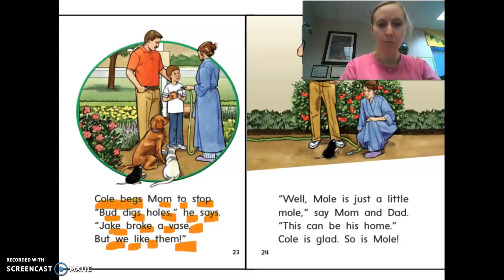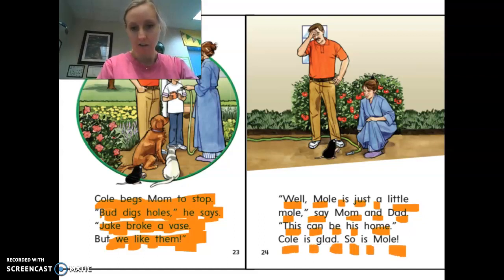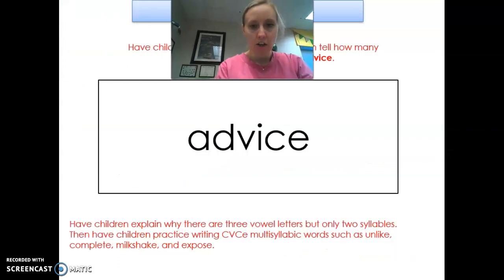Together. Cole begs Mom to stop. Bud digs holes, he says. Jake broke a vase, but we like them. Your turn. Together. Well, Mole is just a little mole, say Mom and Dad. This can be his home. Cole is glad, so is Mole.